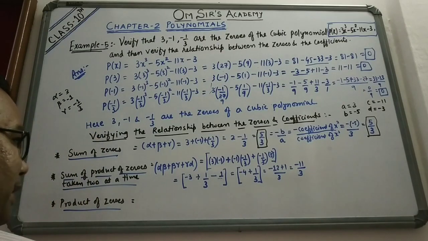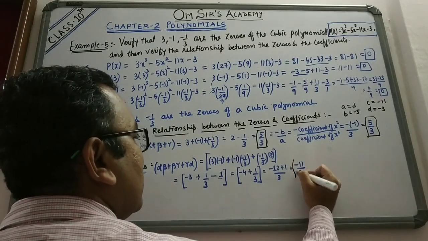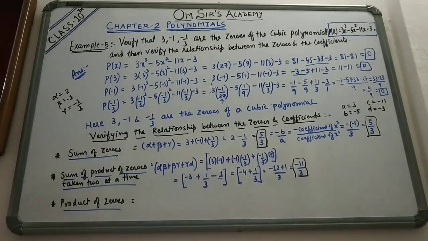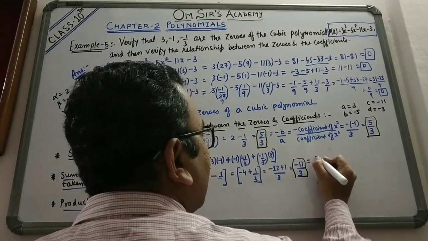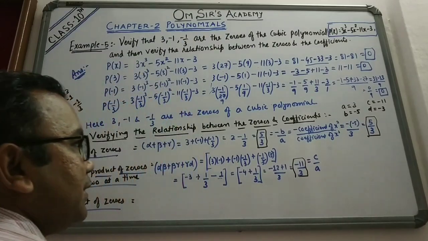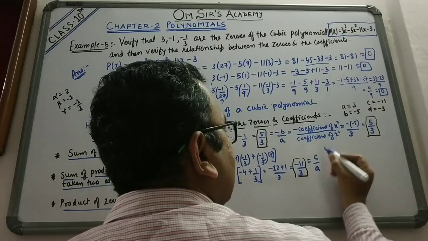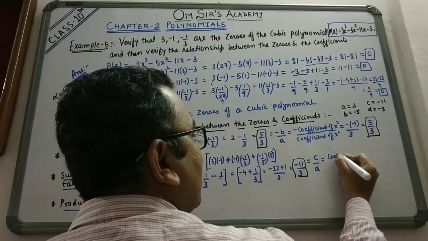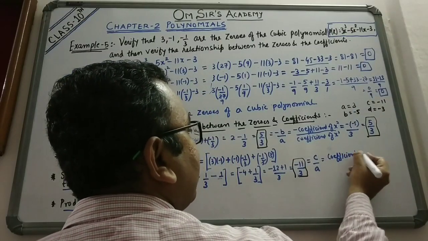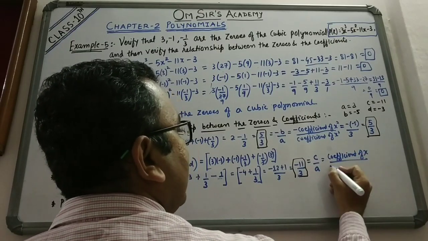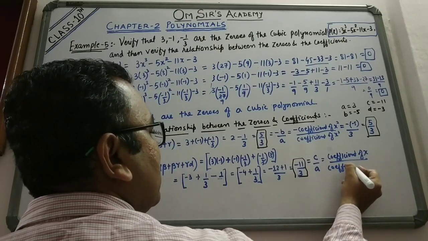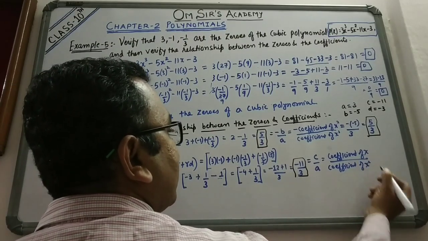So this is my answer of the sum of product of zeros taken two at a time. That is alpha beta plus beta gamma plus gamma alpha. Is it clear, friends? So these should be equal to what? C upon A. Is it clear, friends? So what is C? C is the coefficient of x. So I can write it as coefficient of x upon A, which is the coefficient of x square.